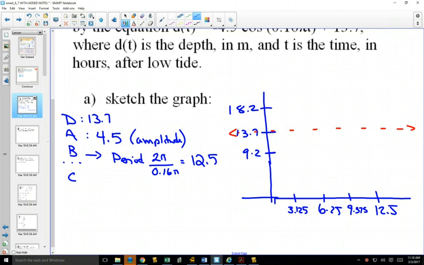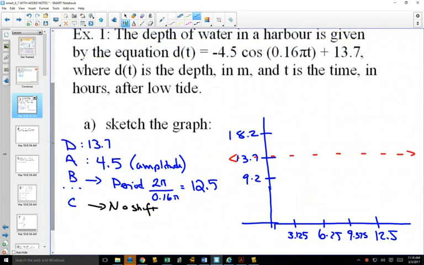So in the DAB-C method, normally we draw it temporarily after the DAB and then apply our shift. Can you see that this one has no shift? So we don't even have to draw it temporarily because we can just finish drawing this. So we have to look at our equation and just decide, where does this start?